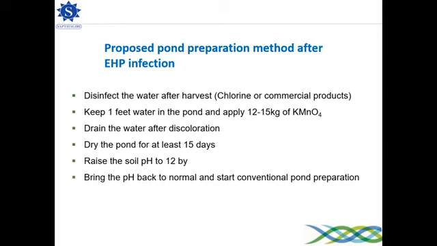So if the pond is unfortunately infected with EHP, after harvesting, keep 1 foot of water in the pond and apply 12 to 15 kg of caminophor, depending upon the organic load of the water. Once it is treated with caminophor, you can drain the water after discoloration.